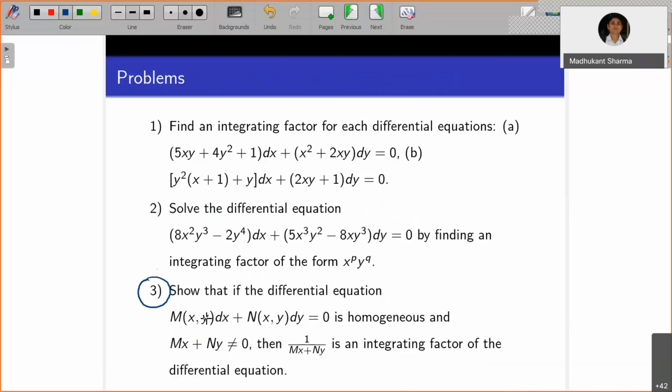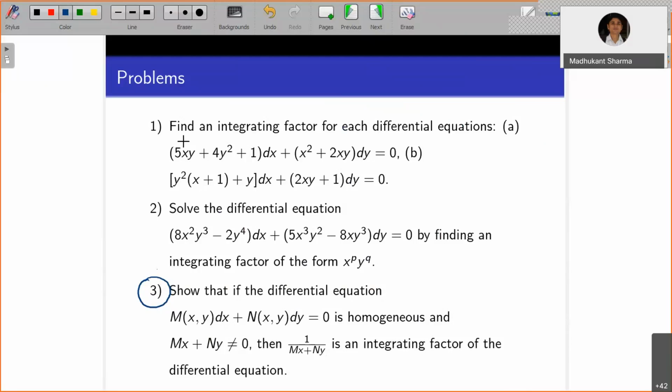Okay, and assume that that is not exact, and then you try to multiply by 1 over (mx plus ny), or 1 over (nx plus ny), and try to show that the resulting equation becomes an exact differential equation. This only means verification.